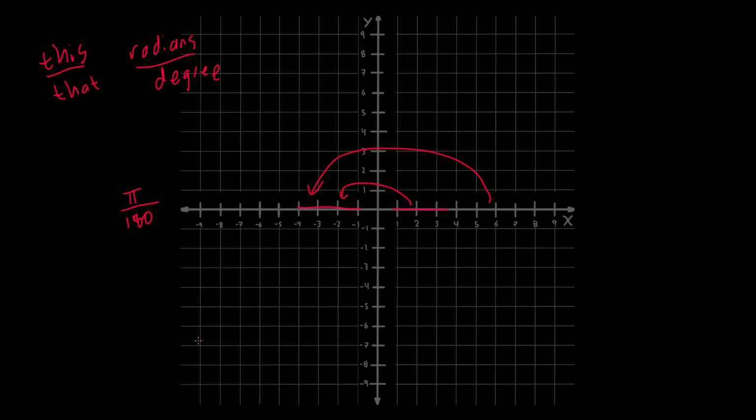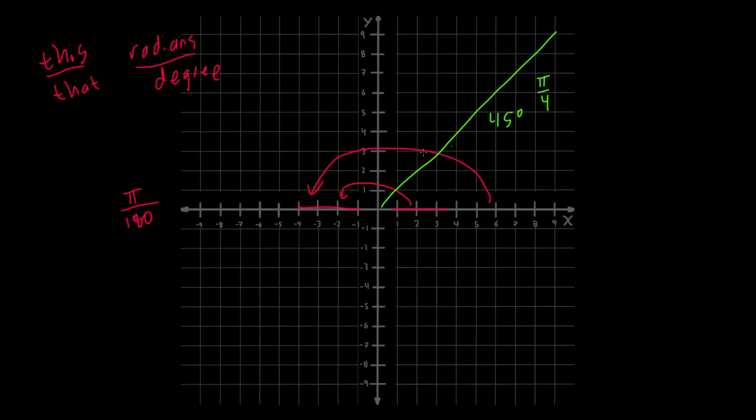So let's test one that we know. We know that this is 45 degrees, and hopefully you know that this is also pi over 4 radians. So let's check it.